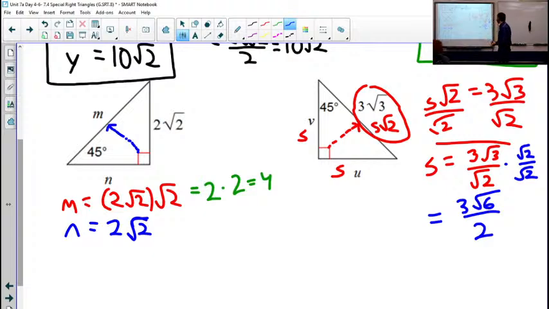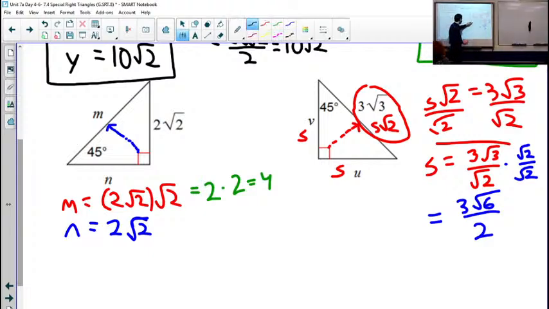Can I simplify that anymore? No, I can't. Because I can only divide both outside the square root or both inside the square root. Outside the square root, I have a 3 over 2. Can't simplify. I cannot divide something in the square root with something out of the square root. Just like I can't multiply something in the square root with something out of the square root. They either have to both be outside or both be inside.